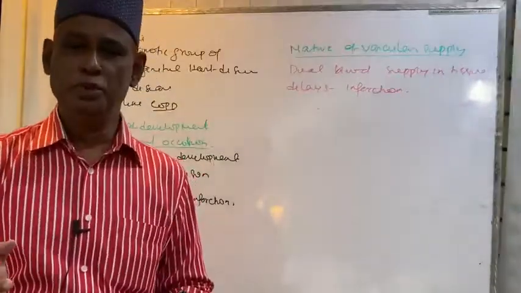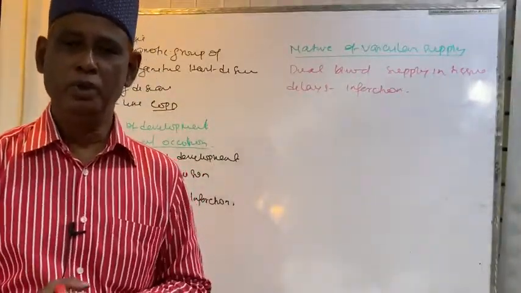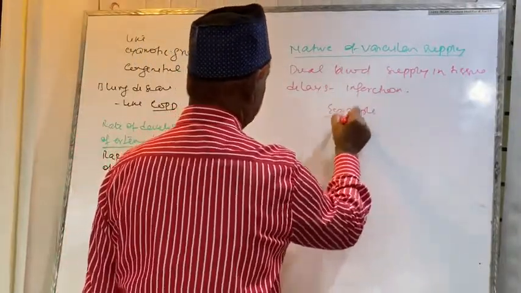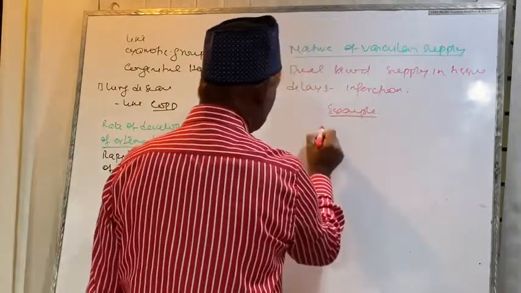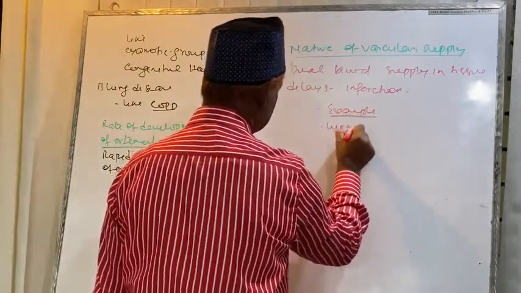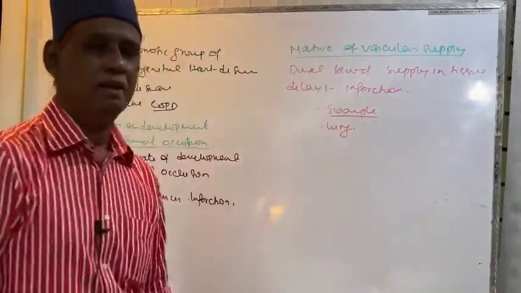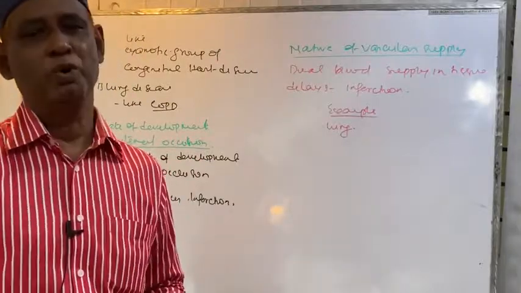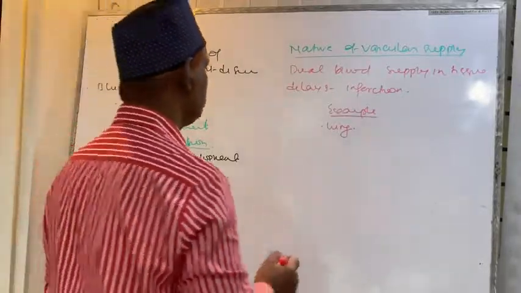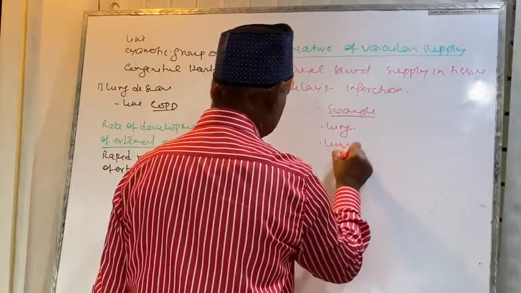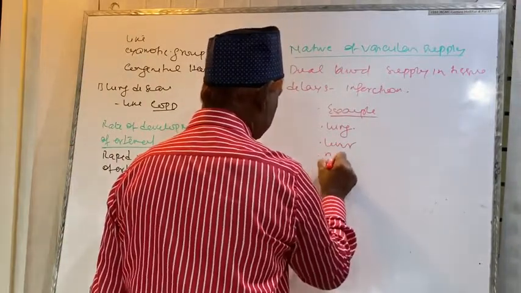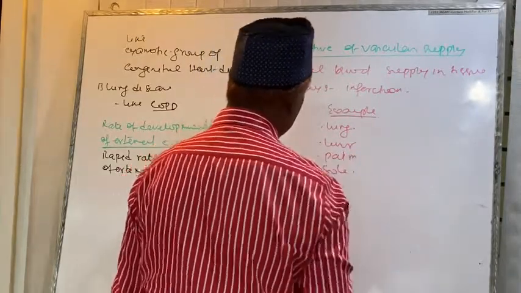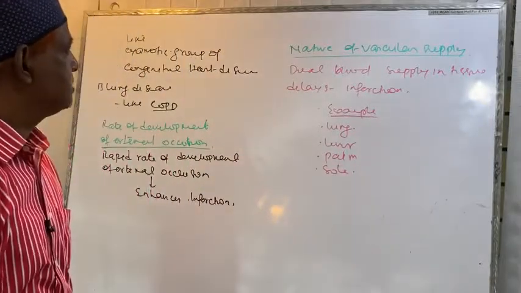Now, come to nature of vascular supply. Dear audience, dual blood supply in tissue delays infarction.